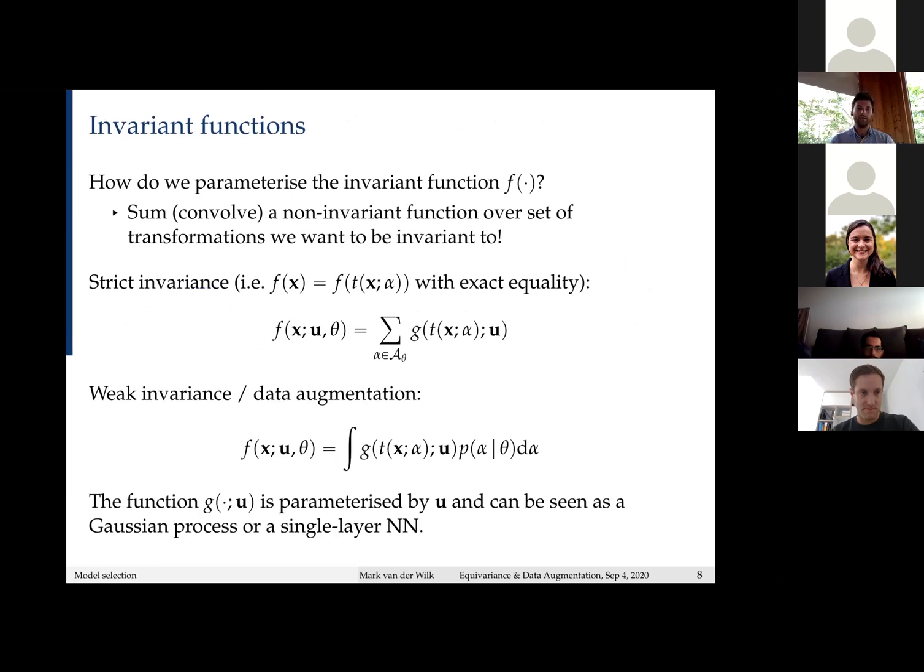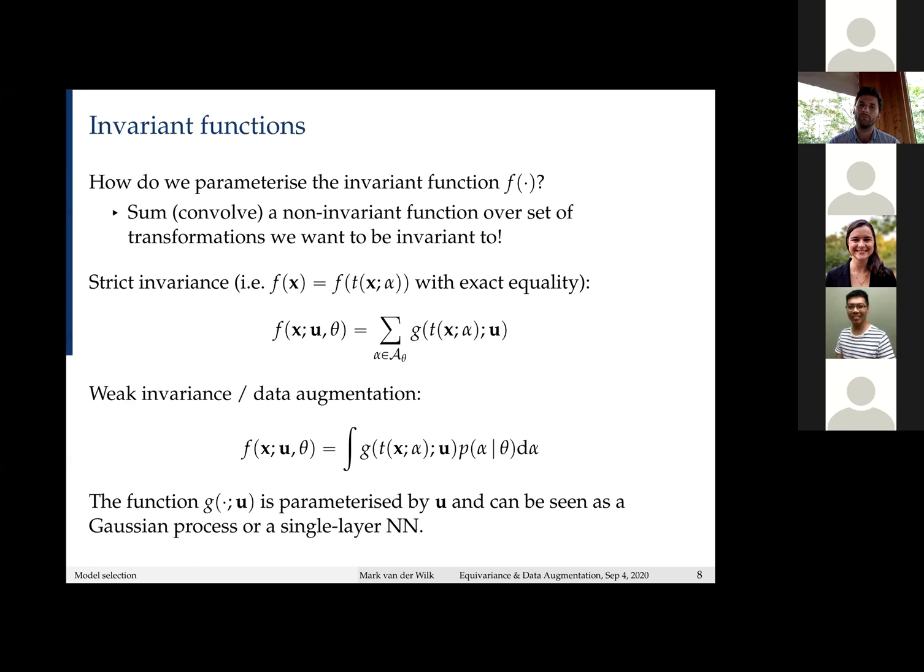Right. So how do we parameterize invariant functions? Right. So the one second. Right. Okay.